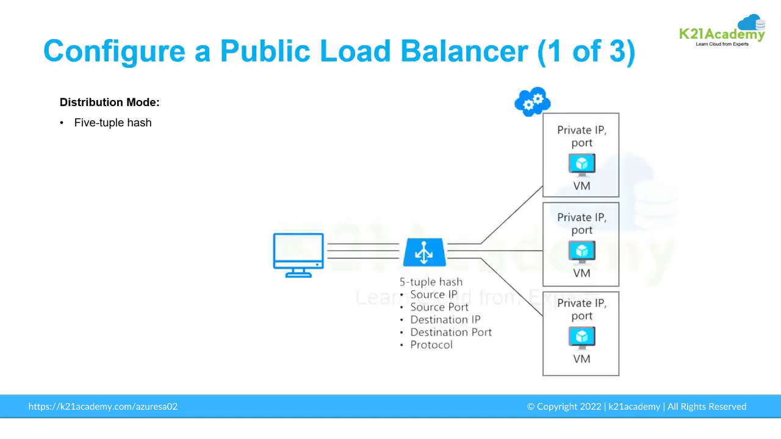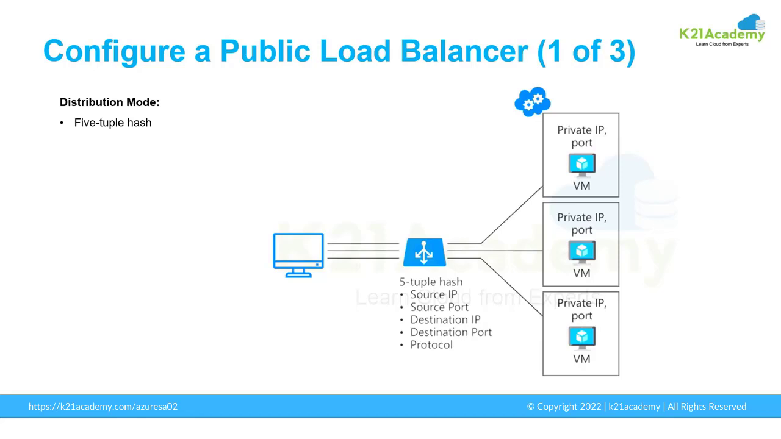A public load balancer maps the public IP and port number of the incoming traffic to the private IP address and port number of the virtual machines in the backend pool. The responses are then returned to the client. By applying load balancing rules, you distribute a specific type of traffic across multiple virtual machines or services. There are two distribution modes that we need to discuss when it comes to load balancing. We already talked about 5-tuple hash, which is the default method.